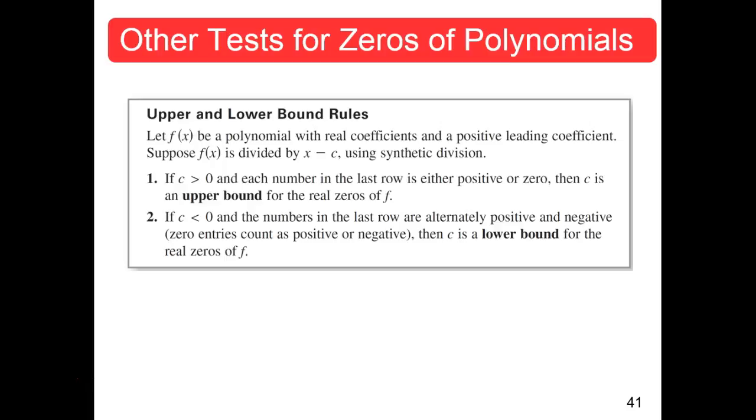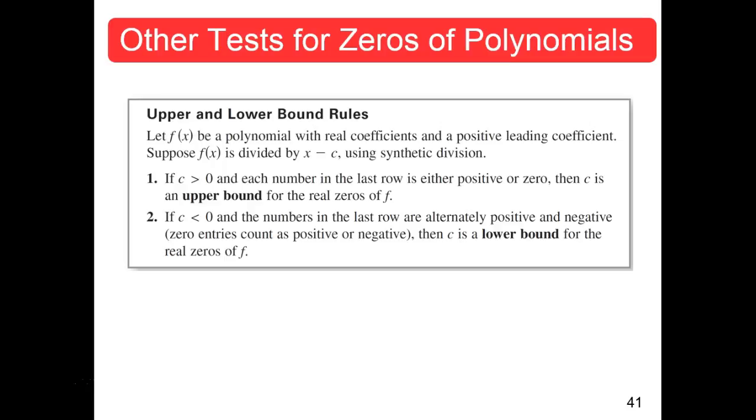Here's where it comes into play. If f of x is a polynomial with real coefficients, and a positive leading coefficient, you have to have that positive leading coefficient. Suppose that f of x is divided by x minus c. In other words, you do synthetic division with c into f. If c is greater than 0, a positive number, and each number in the last row, the quotient row, is either positive or 0, then c is an upper bound.